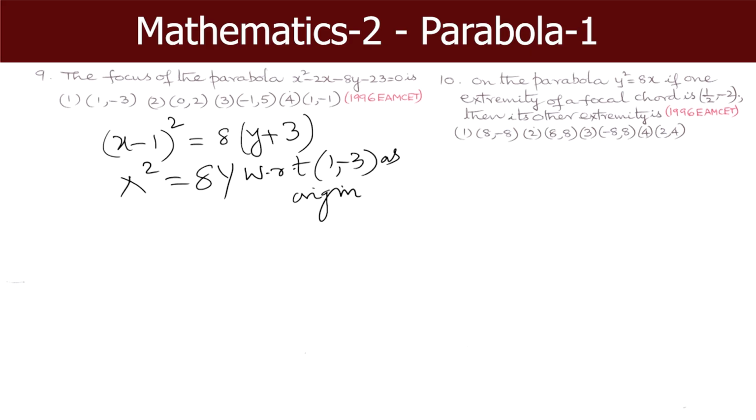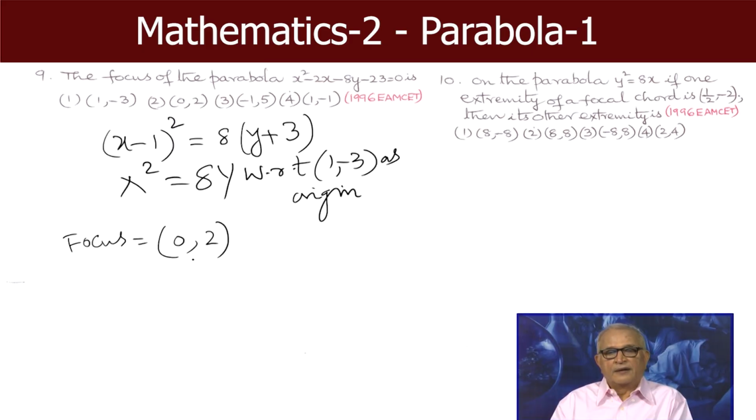So what is the focus of the parabola x square equal to 8y? The focus of the parabola x square equal to 4ay is 0 comma a. What is a? 2. Because the 4a is 8. With respect to 1 minus 3 as origin. So with respect to the given coordinates, add these coordinates 1, 2 minus 3 is minus 1 with respect to the given system. ఇదంతా రాయకలేదు ఎగ్జామ్లో.